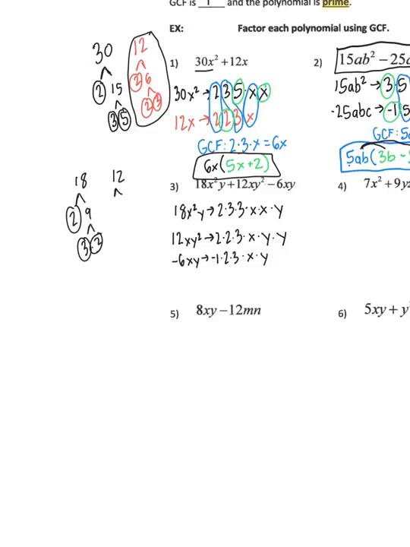Now when I circle these, it has to be common in all 3. It can't just be 2 of my terms. I've got to have a 2, for example, in all 3 of my factors. So I've got a 2 common in all of them, and I've got a 3 common in all of them. Then I've also got an x, and I've got a y.